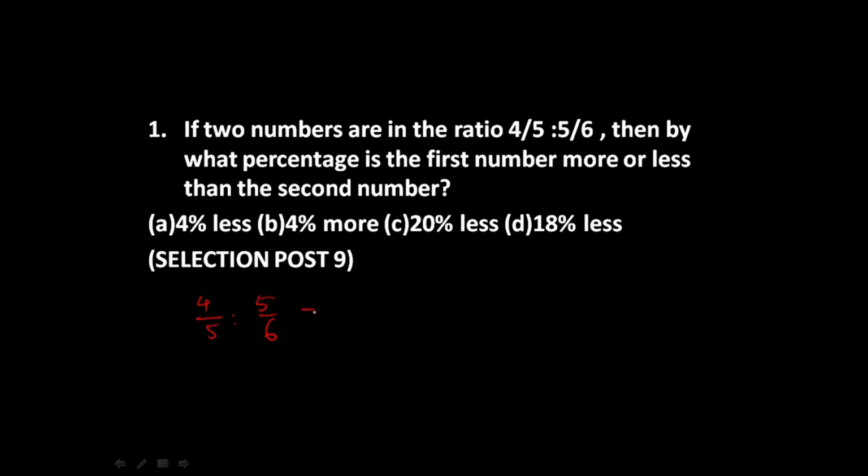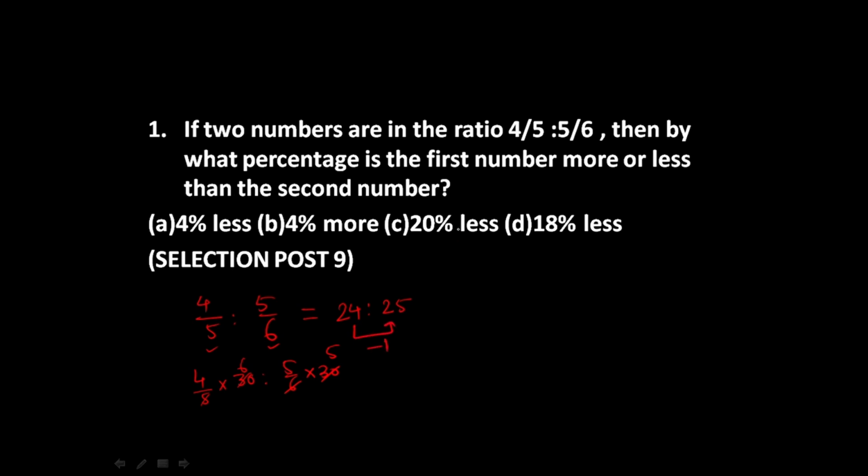So to simplify this, it will be 24 is to 25. Okay, how? We have to take the LCM of 5 and 6 and multiply this. It will be 30, and 5 by 6 it's 30. So it's 5 5s are 25, 5 6s... 4 is 24. So the question is, what percent is the first number more or less than the second number? So it is less. It is less than 1.